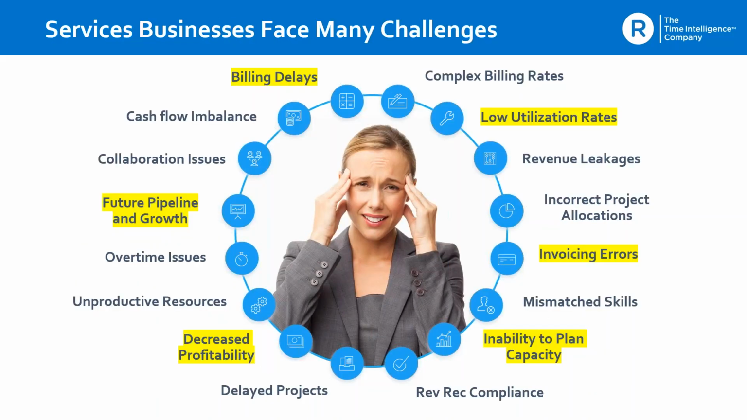Fragmentation of data is one of the significant core reasons that businesses struggle with getting the insights that they actually need today. So executing in any of these areas is dependent on access to accurate data. Just to mention a few, as you can see on your screen, there have been results of billing delays, which in turn decrease profitability or the ability to plan capacity. Also, invoicing errors can lead to future pipeline and growth delays, and all in all, I think the major impact lies on the low utilization rate.